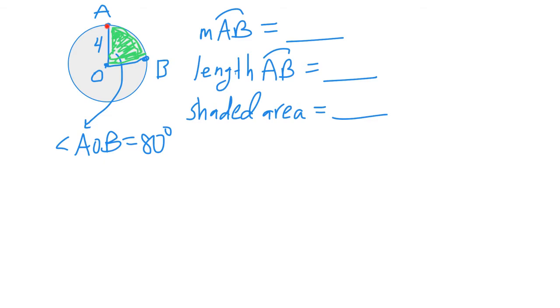I see here that the radius is 4. There's no units on that, so it's just the number 4. And I'm also looking for the shaded area. The length is a fraction or portion of the entire circumference. The shaded area is a fraction or portion of the entire area.